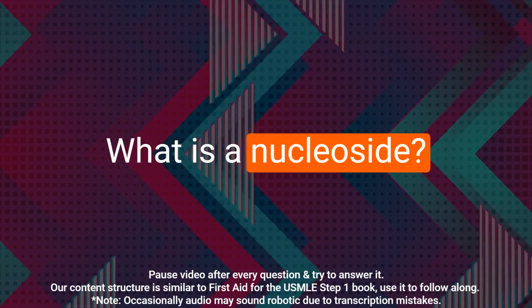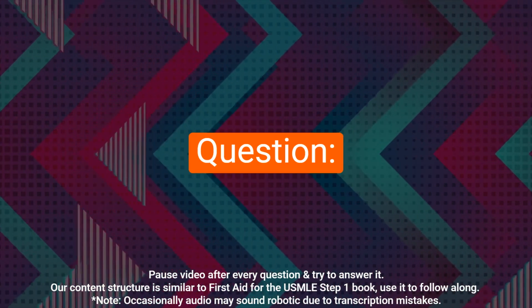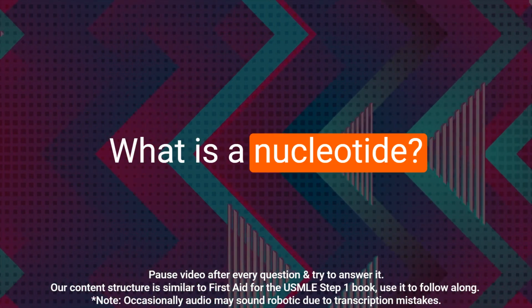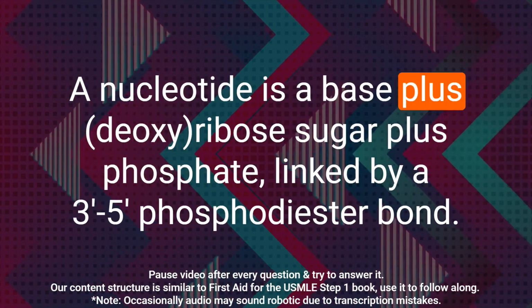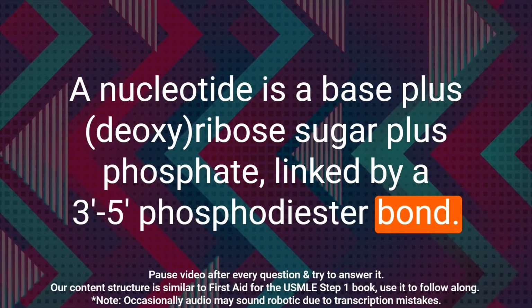Question: What is a nucleoside? Answer: A nucleoside is a base plus ribose sugar. Question: What is a nucleotide? Answer: A nucleotide is a base plus ribose sugar plus phosphate, linked by a 3' to 5' phosphodiester bond.